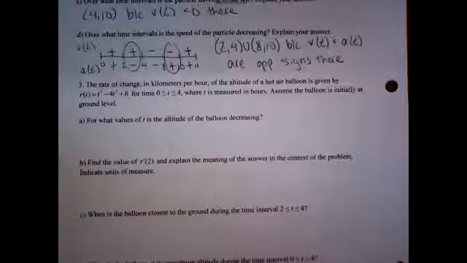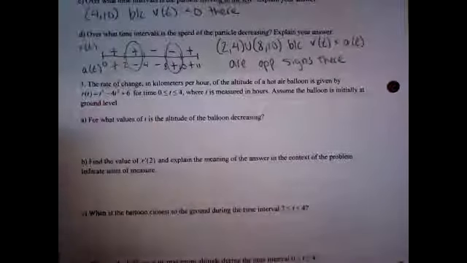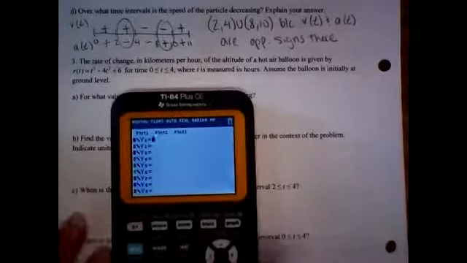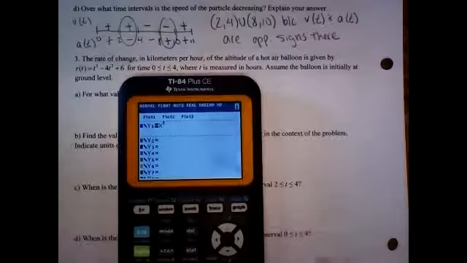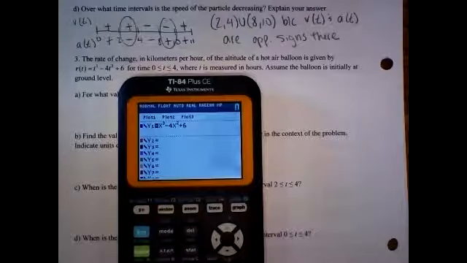All right, so let's go ahead and type this function into y equals and take a look at it. So if you could go to y equals, type that in. I know it says t, but we're going to use x. So put that into y equals, don't hit graph.